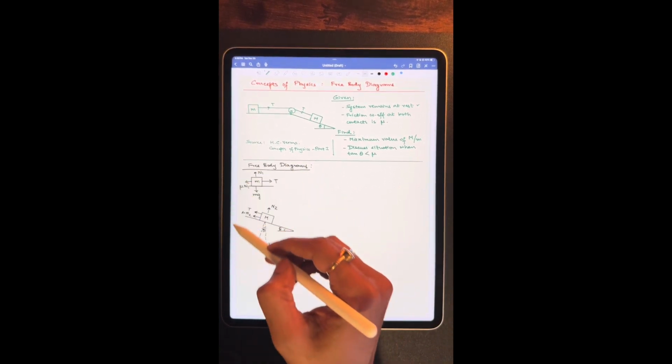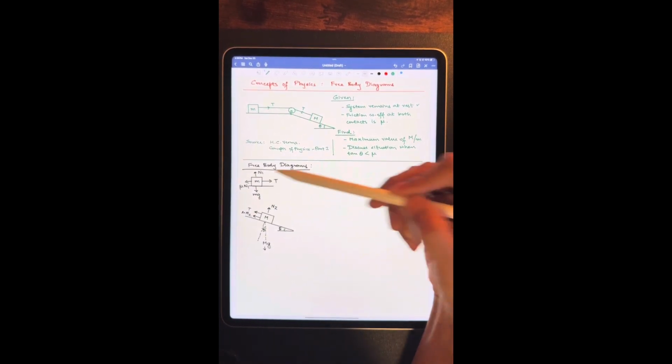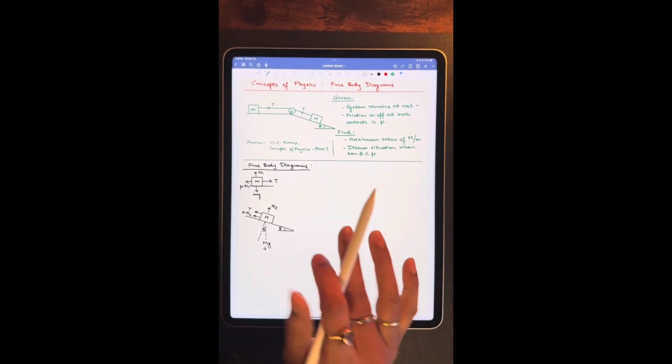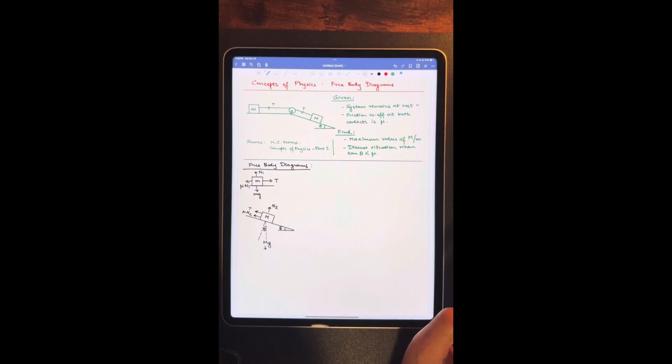So I've discussed this approach before in my previous videos, so check it out if you have to, which is why I have these diagrams ready on the free body diagrams. And again, check out the videos to understand why these forces exist in this manner.